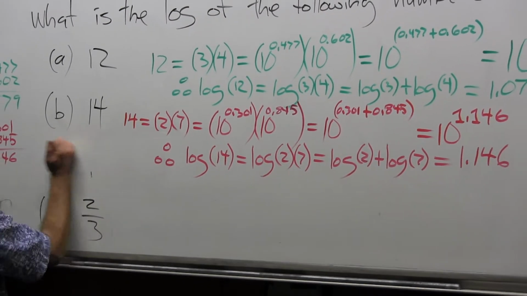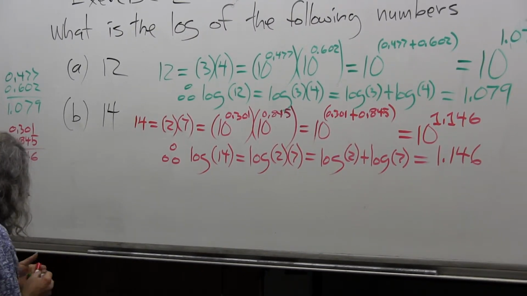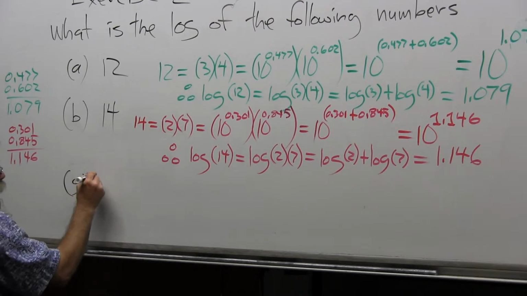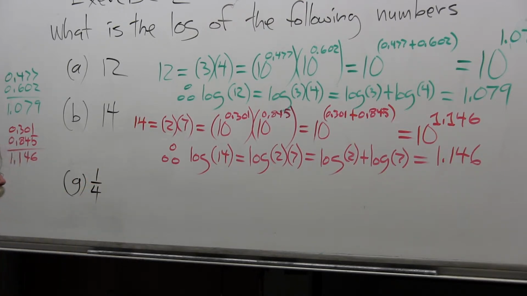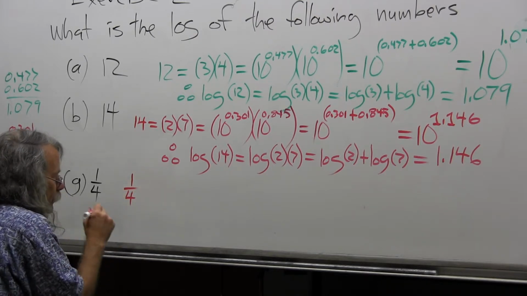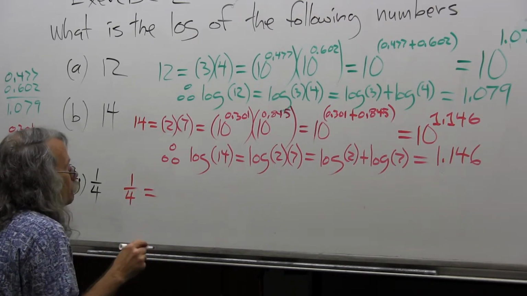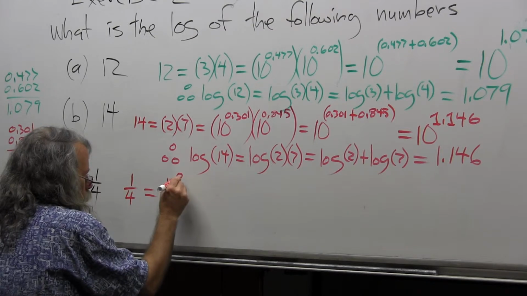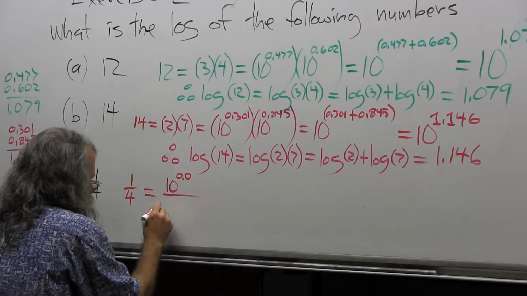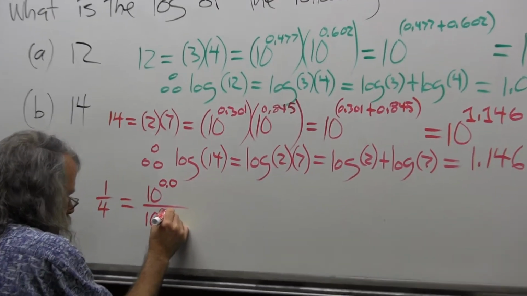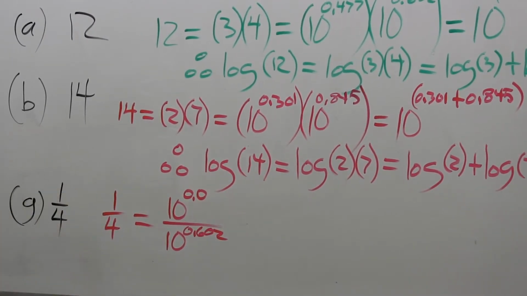And now, for the next two numbers, I'm going to probably have to shift this down just a little bit. G and H. G is 1/4. Okay, the log of 1/4, or actually 1/4, is equal to 10 to the 0.0th power over 10 to the 0.602.